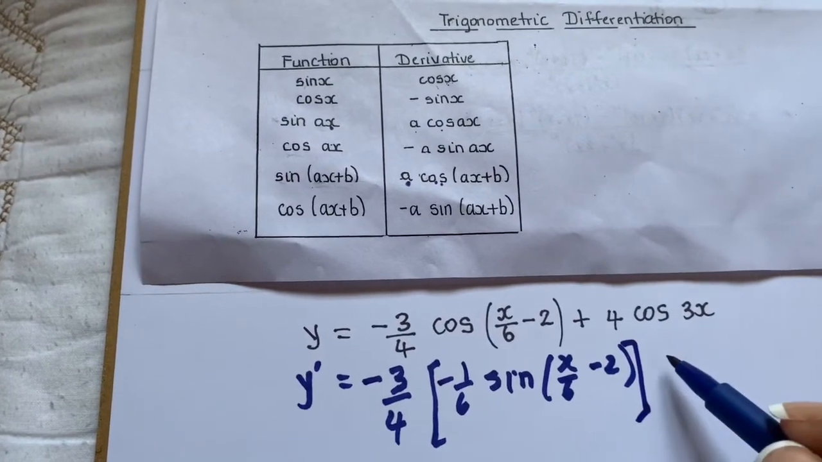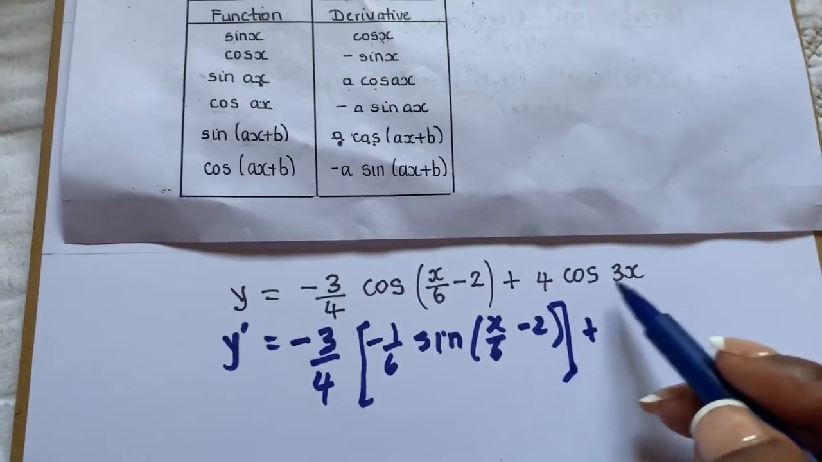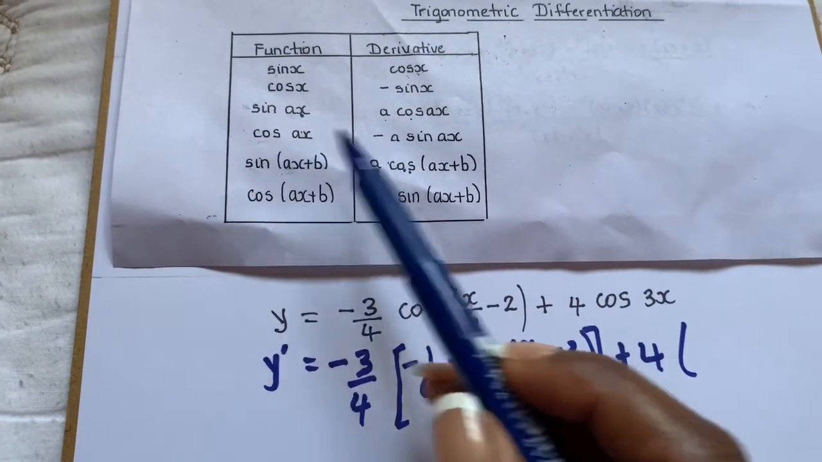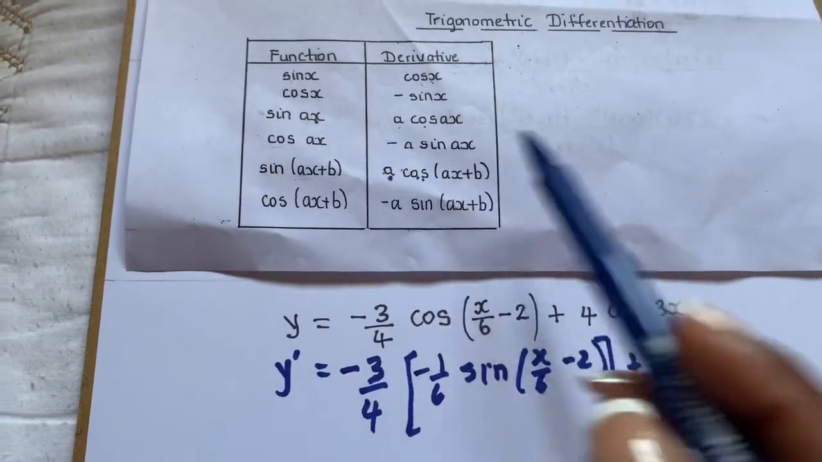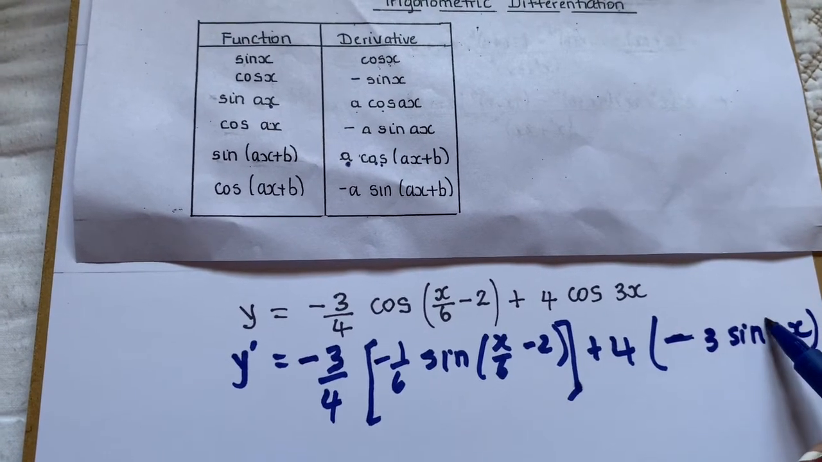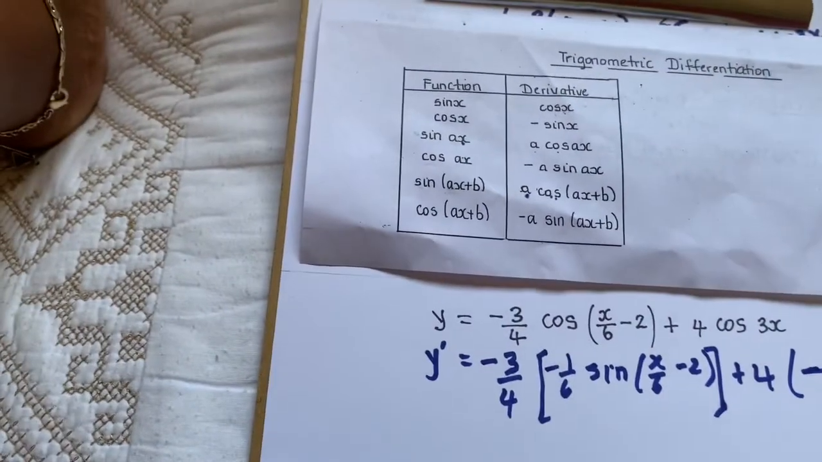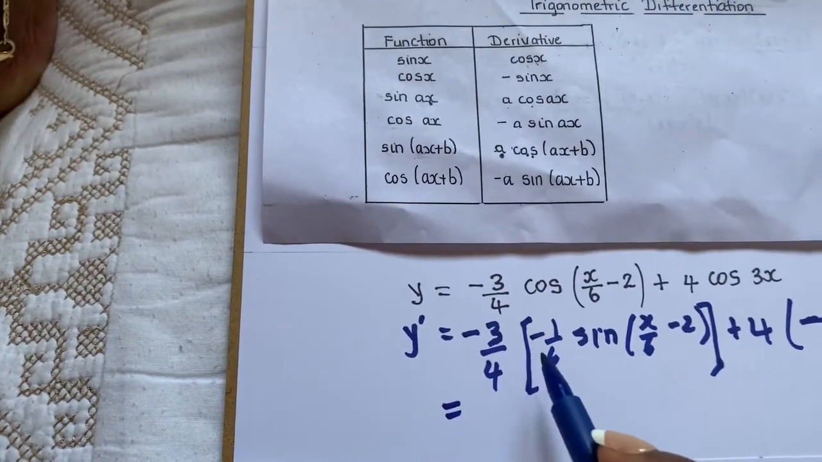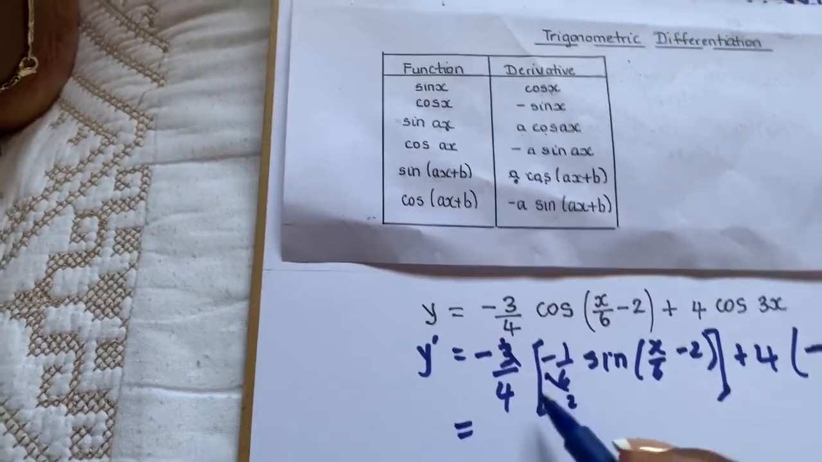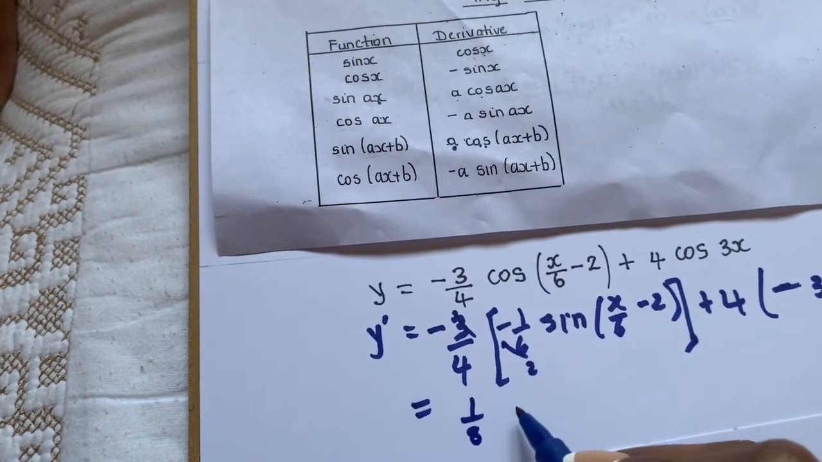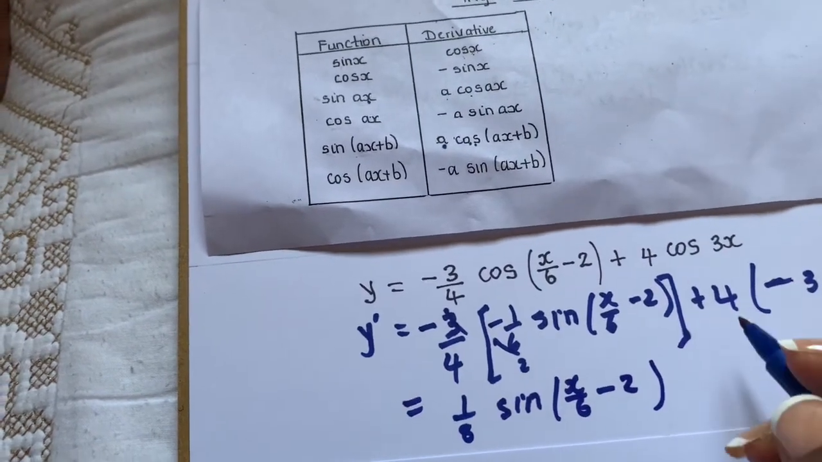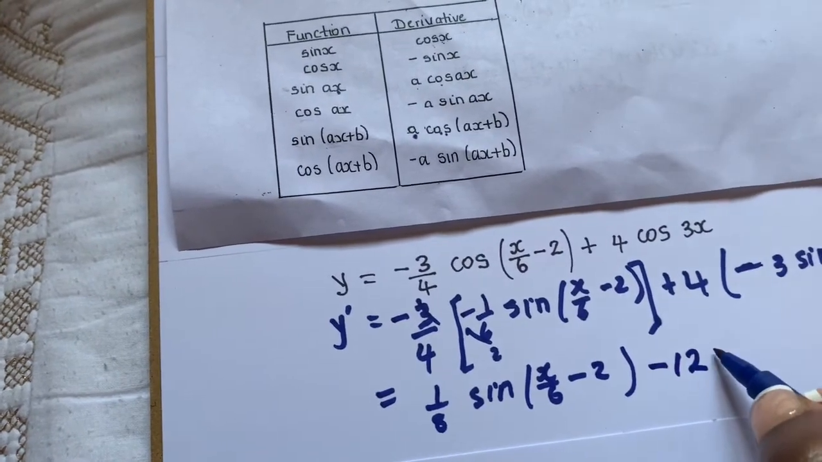Now, for the next part, whatever we get when we differentiate cos 3x will be multiplied by 4. And with cos 3x, it's in this form, we'll simply get negative 3 sine 3x. So, now we can simplify. Our negative 3/4 gets multiplied with our negative 1 over 6. You know, cancel that. That's a 2. So that's a positive 1 over 8. And you write back your sine and your bracket function. Here, 4 times negative 3 is negative 12. And you write back your sine 3x.